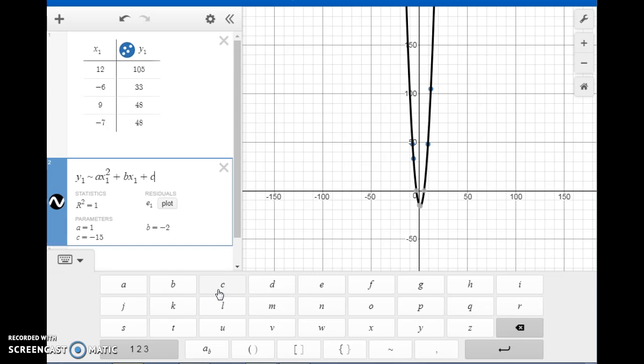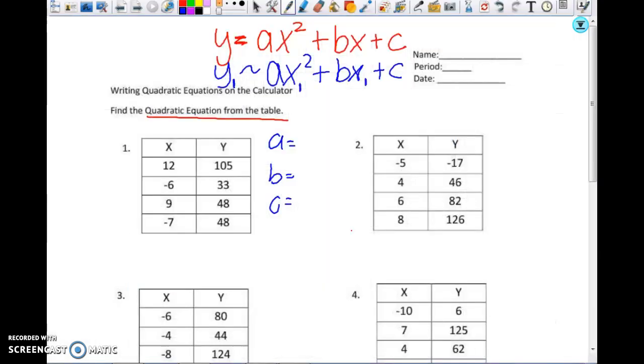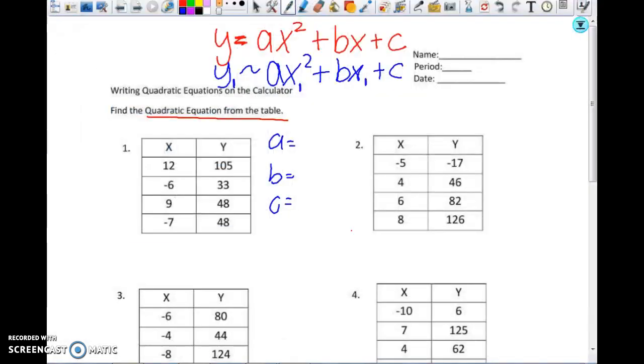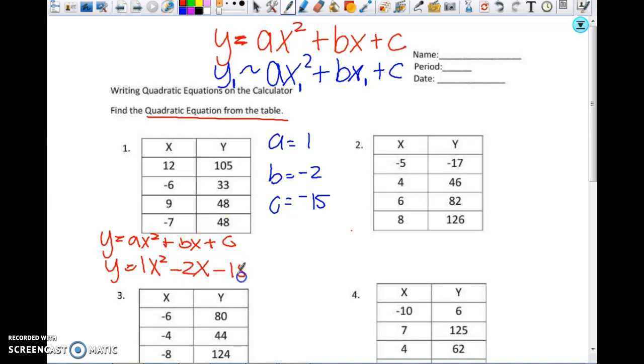And as you notice, it gives you the a, the b, and the c. So the a is 1, b is negative 2, c is negative 15. Okay? So then the equation for this one, we would just type it in, right? So y equals, the a is a 1, put 1x squared. The b is a negative 2, so you could just put minus 2x, and the c is minus 15. And that's your equation. Okay?